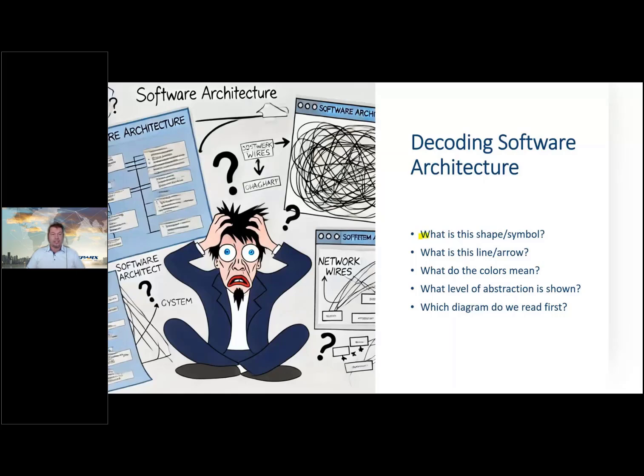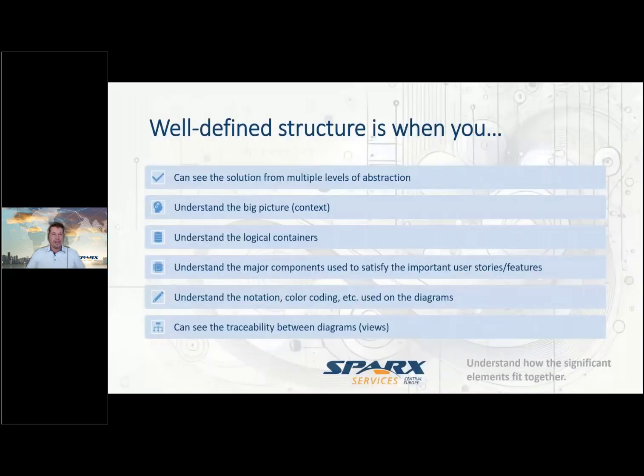then there are questions raised like, what is this shape symbol? What is its meaning? Does the color really matter? Okay. And where do I start? Which diagram should I start with first? Well, to give you a clue and get closer to the C4 model, the well-defined structure is when you can see the solution from multiple levels of abstraction.